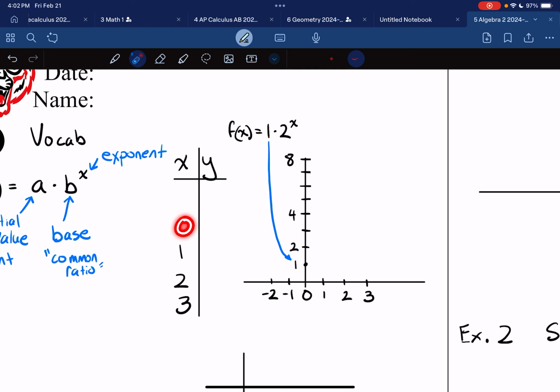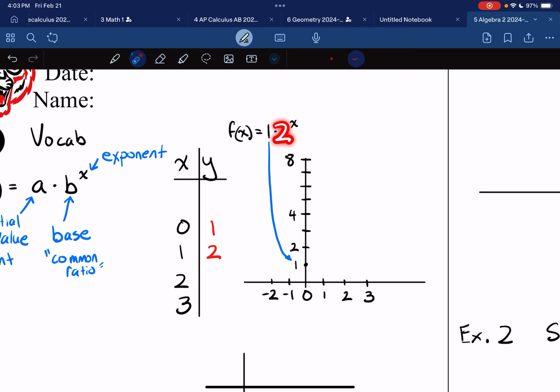If I plug in 0 for my exponent, anything to the power of 0 is, if you said 0, you're wrong. Anything to the power of 0 is 1. So this is going to be 1. And we're going to assume that we're having a 1 here, so I can kind of ignore that 1. So 2 to the power of 0 in this case is 1. So this is going to be a 1 right here. And then what happens if I have 2 to the power of 1? Anything to the power of 1 is itself, so 2 to the power of 1 is just 2. And what happens if I do 2 to the power of 2?